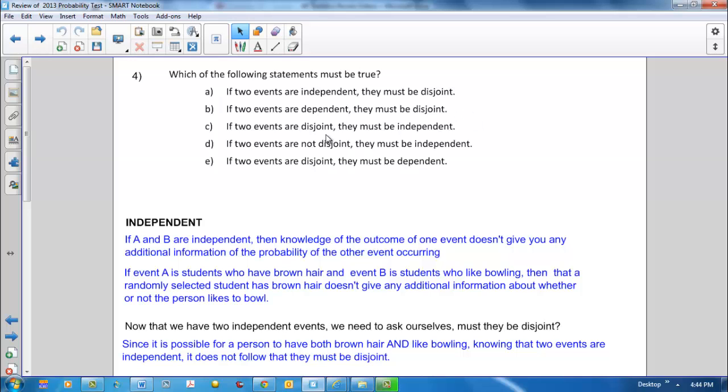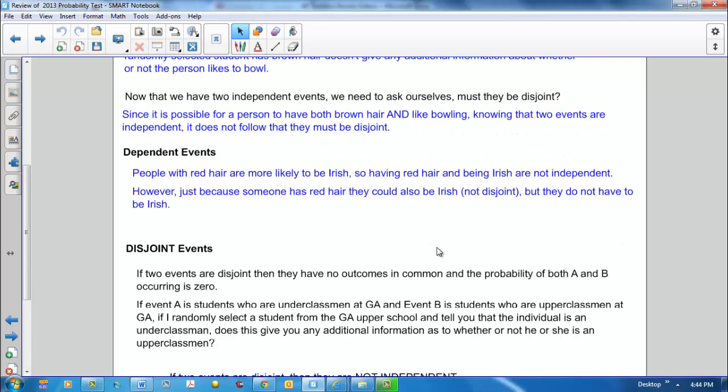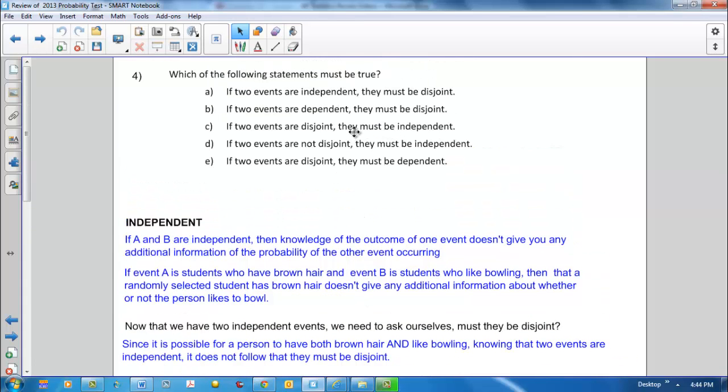If two events are disjoint, they must be independent. Let's go back and look at our example. We said being an underclassman at GA and being an upperclassman are disjoint. They have nothing in common. If we know the outcome of one, then we automatically know the outcome of the other. So if two events are disjoint, they must be independent. That's not true. So letter E, if two events are disjoint, then they must be dependent. So letter E is our answer.